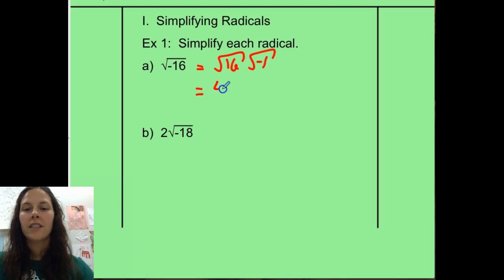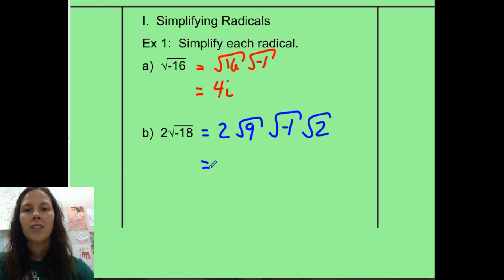The square root of 16 is 4, and the square root of negative 1 is i, or the imaginary number. For 2b, 18 is not a perfect square, so we will simplify the radical. 9 is a perfect square factor of 18. Then we have the negative 1, and the 2 is left over. So when we take the square root of 9 and get 3, we'll multiply that by the square root of 2. Square root of negative 1 is i, and 2 is left under the radical.